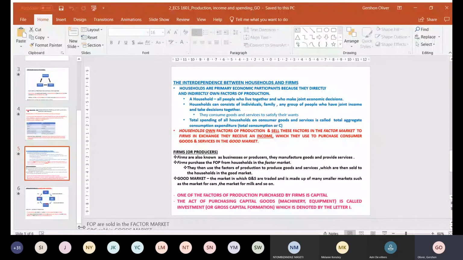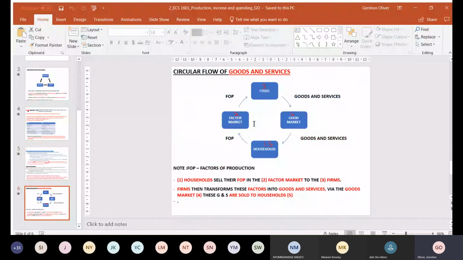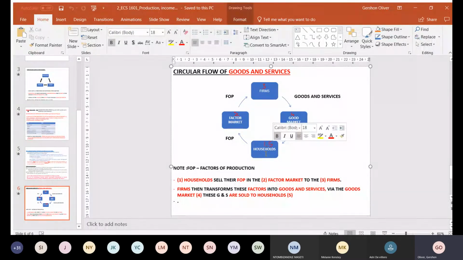So in terms of how do they actually operate? I've put a small little diagram over here. If I start at the bottom, you can see this is households. I'm moving in a clockwise direction, from households to the factor market to the firms. Remember households, number 1, moving to number 2, then number 3, then number 4, then number 5. This is the circular flow of goods and services.